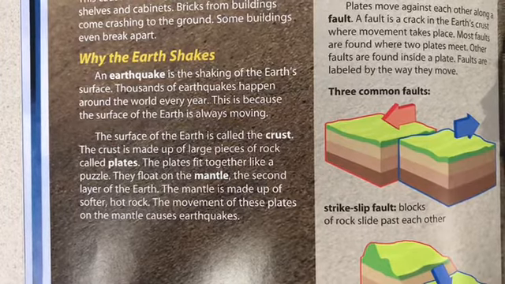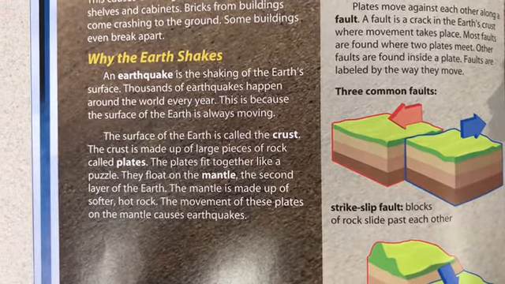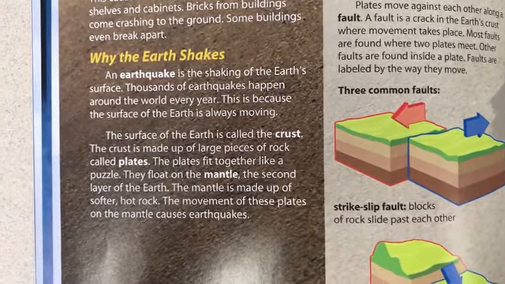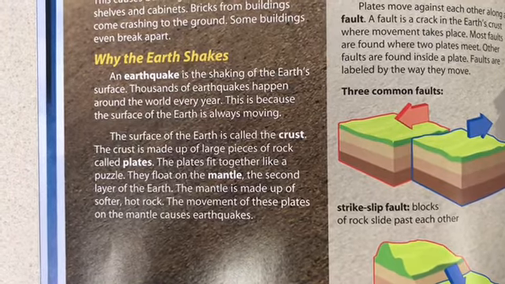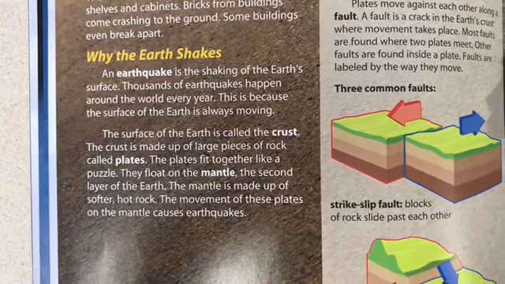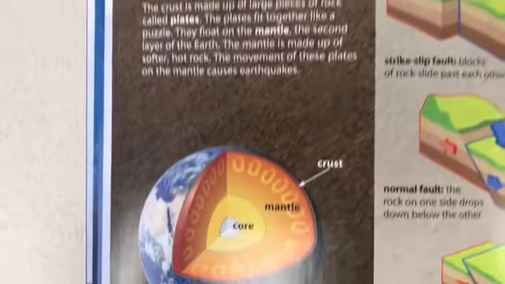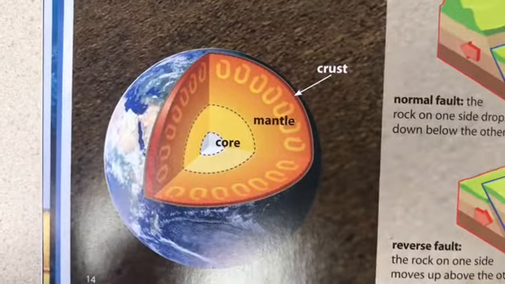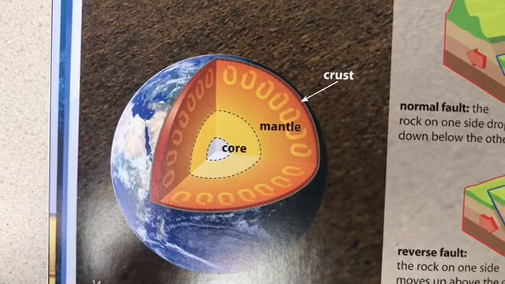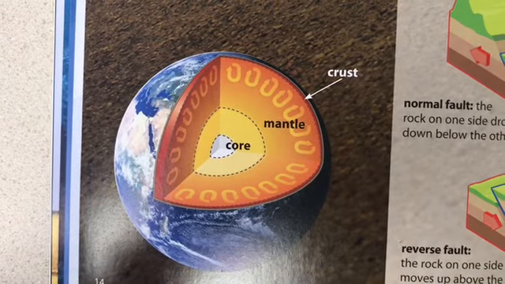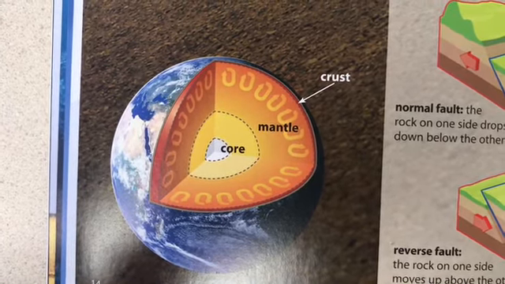They float on the mantle, the second layer of the earth. The mantle is made up of softer, hot rock. The movement of these plates on the mantle causes earthquakes. There is the earth. You can see the crust, mantle, and then in the center is the core.